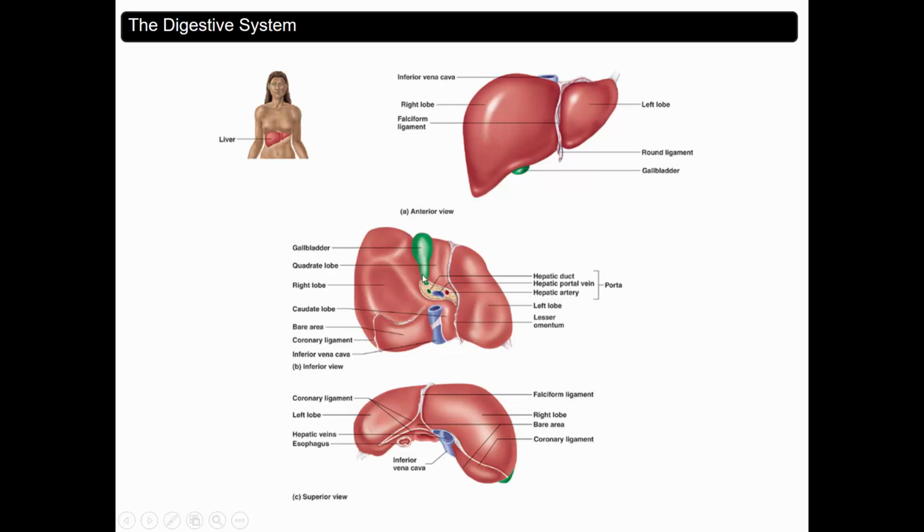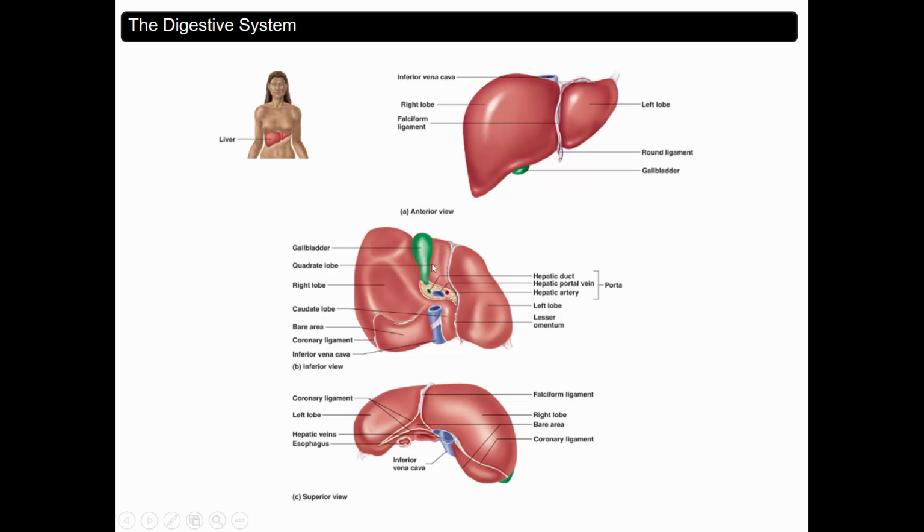right here we have the gallbladder, and next to it we have the quadrate lobe. There's a magazine out there called GQ magazine, Gentleman's Quarterly. So here with the liver we have the GQ. The gallbladder sits next to the quadrate lobe.